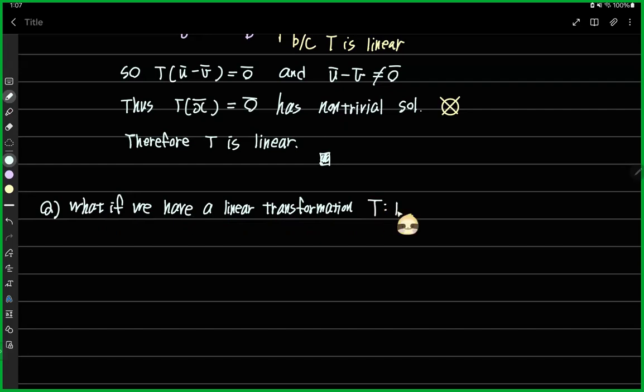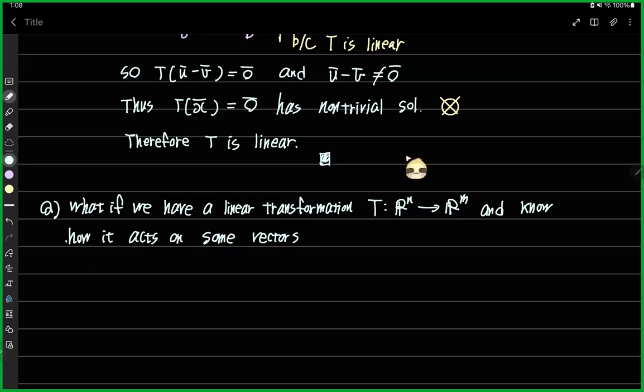T is a linear transformation mapping from Rn space to Rm space. Okay, and we know how it acts on some vectors, but we don't have the formula for it, which means that we don't know matrix A.